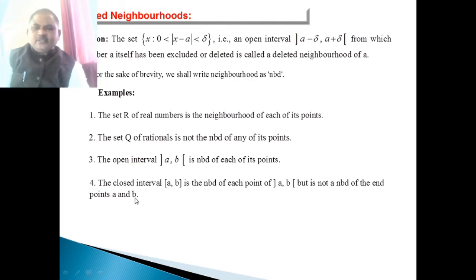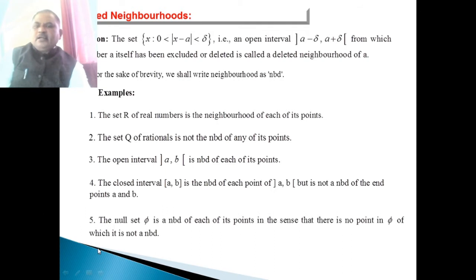By the definition, there does not exist an open interval which contains these end points and is contained in this closed interval. Therefore, this closed interval is the neighborhood of only the points of the open interval, but not of the end points A and B. Another example: the null set phi is the neighborhood of each of its points, in the sense that there is no point in phi of which it is not the neighborhood.